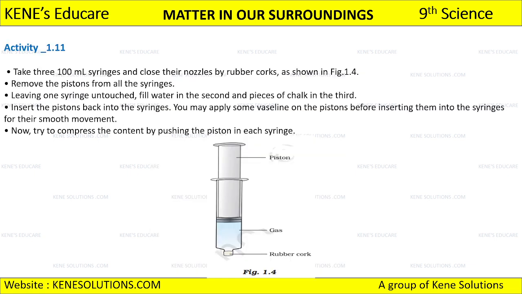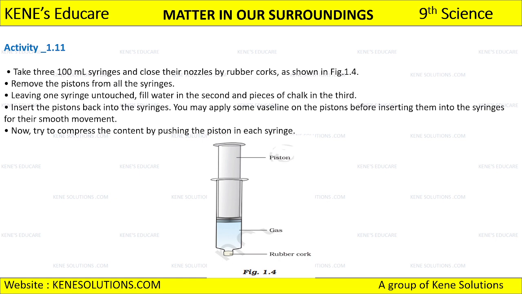Now we have again an activity to discuss over here. Take 300 ml syringes and close their nozzles with a rubber cork as shown in the figure. Can you see the rubber cork and the syringe? Remove the piston from all the syringes and, leaving one syringe untouched, fill water in the second and a piece of chalk in the third. So in one syringe you will keep water, in one you will have chalk, and one will be kept aside.